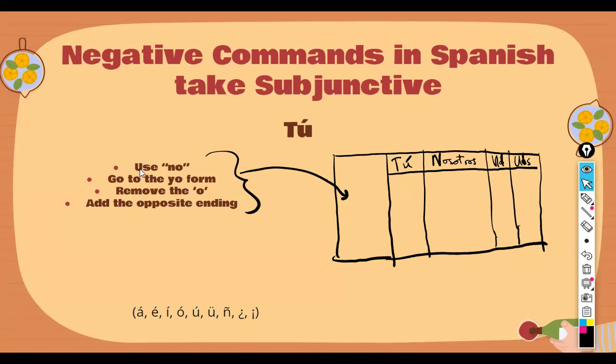All right, so we are writing a negative command in Spanish. We use the word no to start, right? We have to put no, and then we form the verb. So we go to the O form, we remove the O, and then we add the opposite ending.